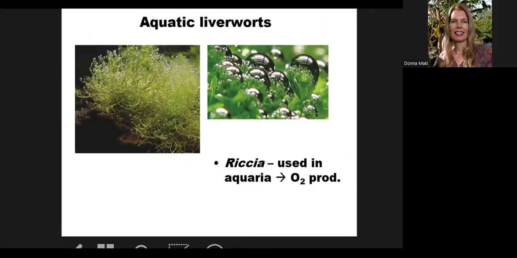If you ever have aquaria and you buy Riccia, that's a liverwort, and most people don't know that. They think it's a moss, right? But it's a liverwort. It's used to aerate your aquaria because it's very good at photosynthesis and producing a lot of oxygen. So that's how most people interact with liverworts.